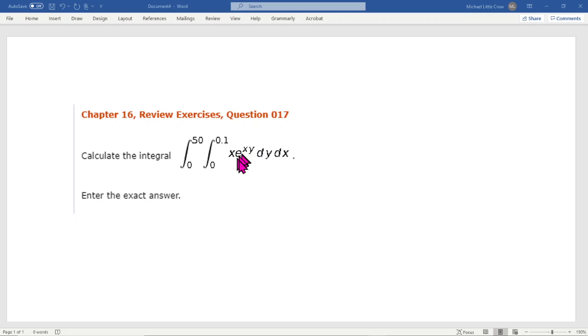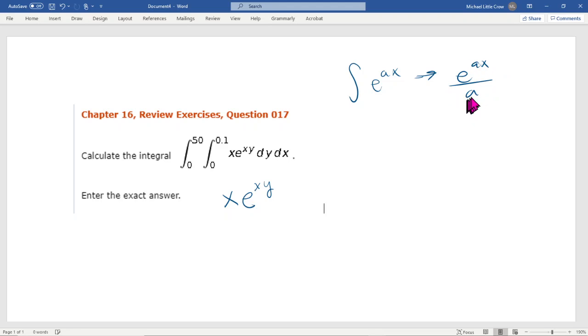e to the xy, we'll just integrate as e to the xy, so it's its own integral. x is a, and the x just kind of comes along for the ride. Using the chain rule, basically remember if you integrate e to the ax, that integrates as e to the ax over a.